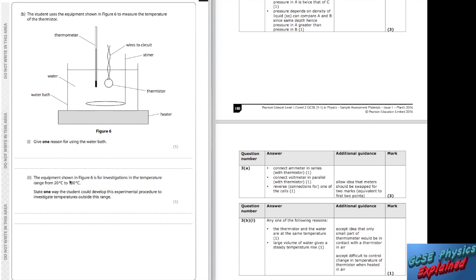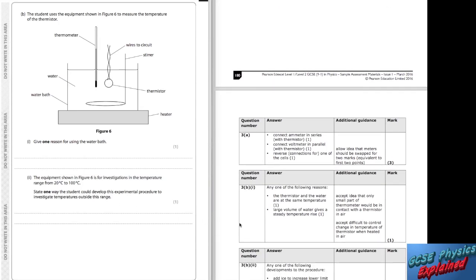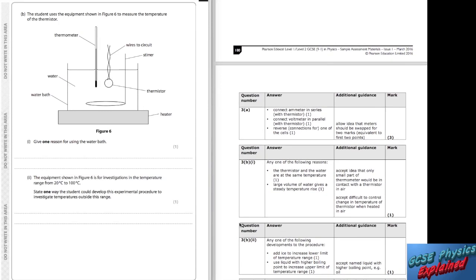Part 2. The equipment shown in figure 6 is for investigations in the temperature ranging from 20 degrees to 100 degrees. State 1 way the student could develop this experimental procedure to investigate temperatures outside of this range. If you add some ice, that will make the temperature go lower than 20 degrees. And we could replace the water with a liquid that's got a higher boiling point to allow us to go higher than 100.